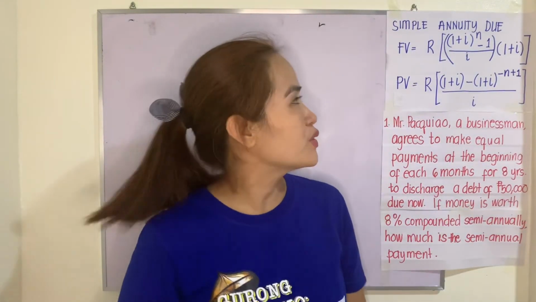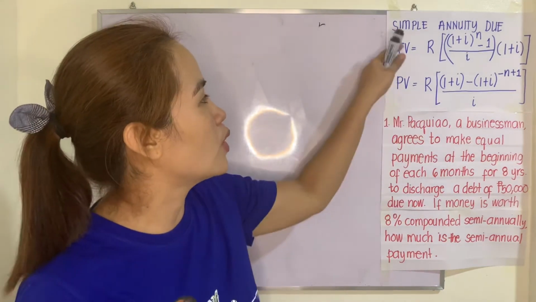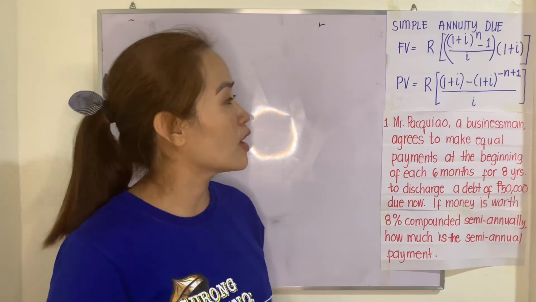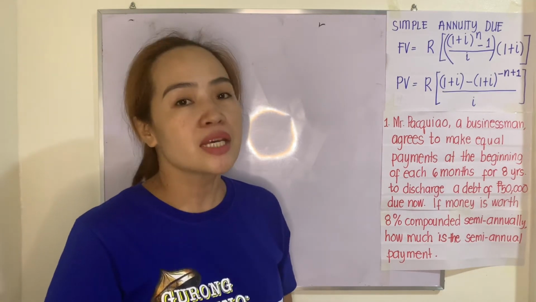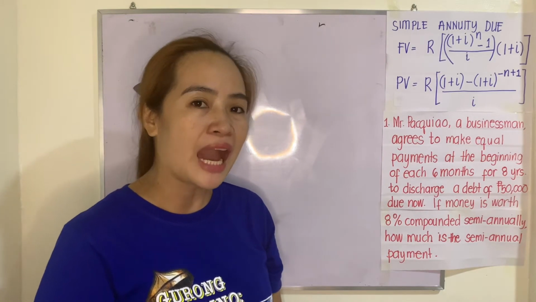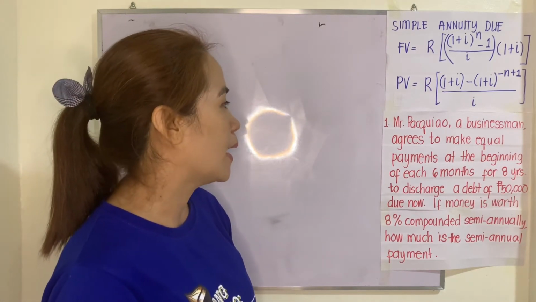Let us go now to simple annuity due. We have two formulas, FV and PV. Still, FV is the future value and PV is the present value. R is the periodic payment, N is equal to MT, I is equal to R divided by M.